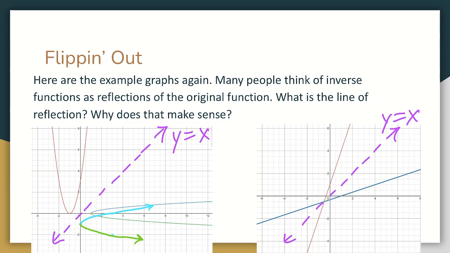All right, so coming back together, the question I posed was, why does it make sense that the line y equals x is the line of reflection for a function and its inverse? Can anyone answer that or try?